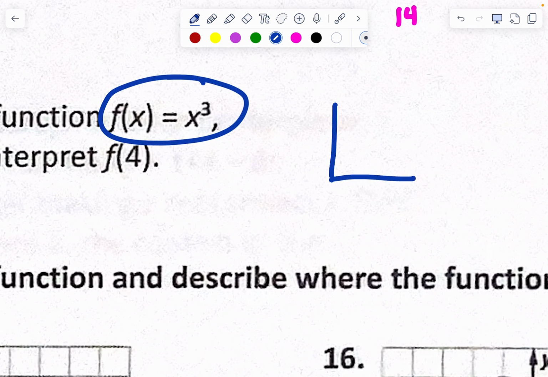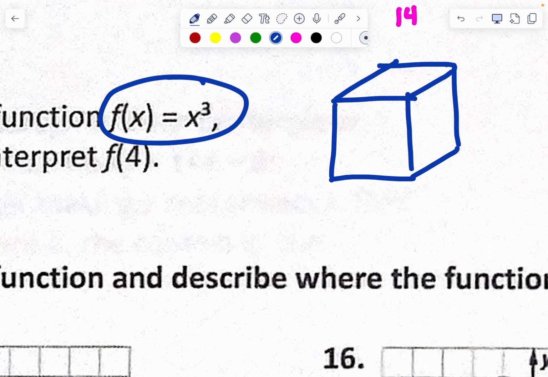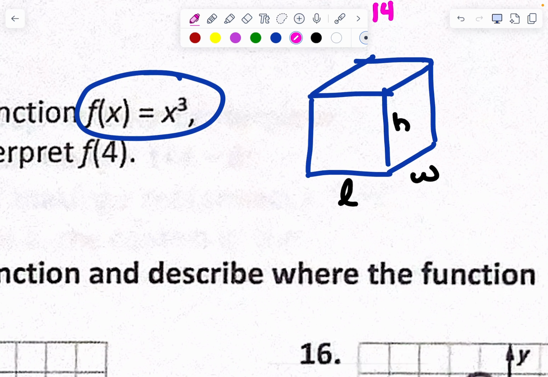So here's what a cube looks like. And a cube has all of the sides that are exactly the same. So volume of a rectangular prism is length times width times height, right? Length, width, height, if I multiply all those together. But if all of those are the same and they're all labeled with x, it's x times x times x, or x to the 3rd power. Do you see how they got that?